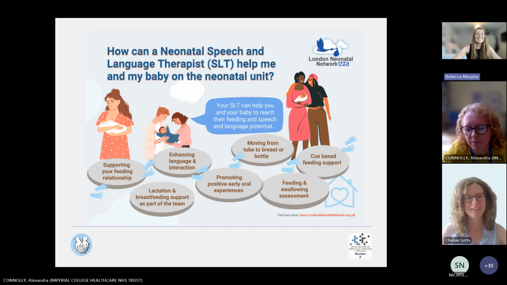So this is my slide. This is a really nice slide that was created by the London Neonatal Network, which explains in brief what a neonatal speech and language therapist would do on the neonatal unit.